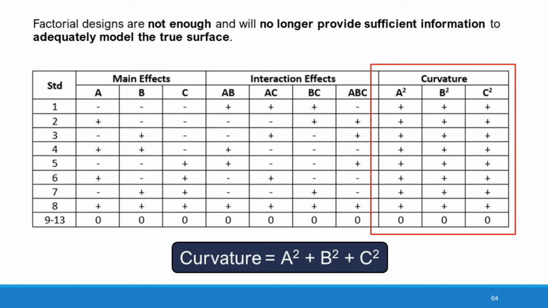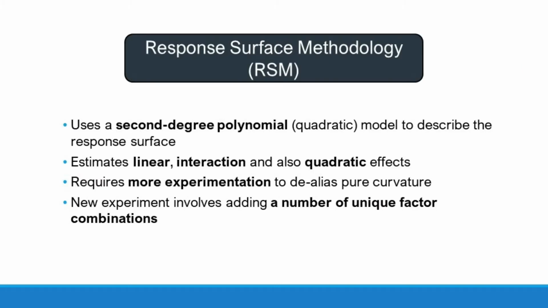However, factorial designs are not enough and will no longer provide sufficient information to adequately model the true surface. The a squared, b squared, and z squared model terms are confounded with the curvature term that was detected earlier by characterization. What we would do to isolate these quadratic terms is to add several runs to the design and implement an RSM experiment. Response surface methodology or RSM uses a quadratic model to describe the response surface. Since more runs are required to de-alias pure curvature, it can estimate linear, interaction and also quadratic effects. So, the new experiment involves adding a number of unique factor combinations.